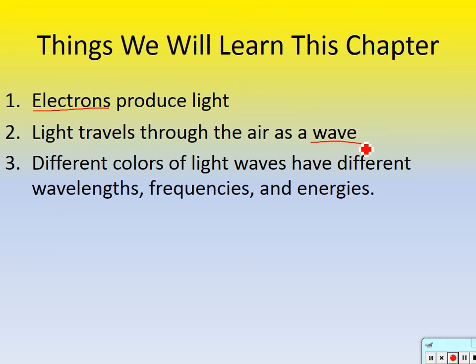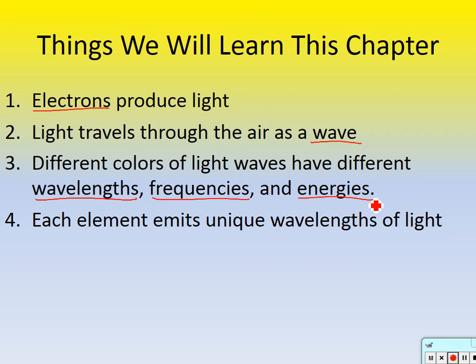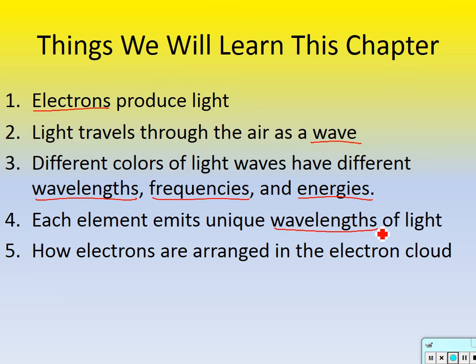Okay, number 3, different colors of light waves have different wavelengths, frequencies, and energies. We're going to talk a lot about these characteristics of waves. Wavelengths, frequencies, and energies. And each element emits a unique wavelength of light. Every element emits its unique wavelengths of light. Okay, we'll look at that.